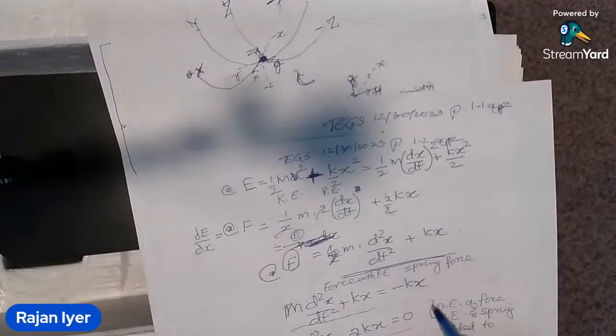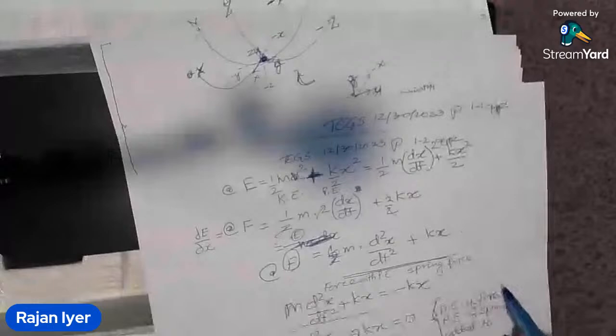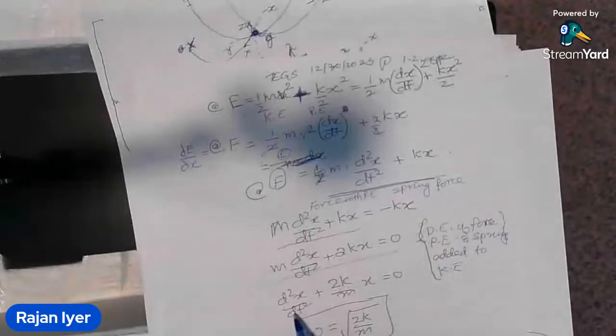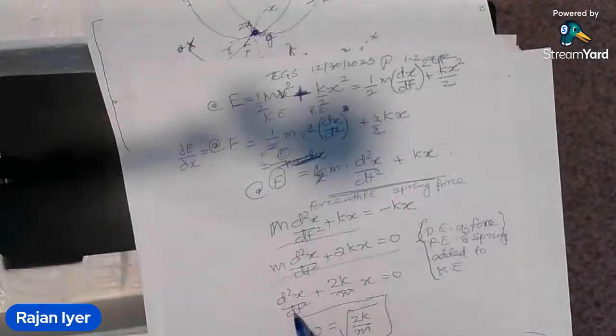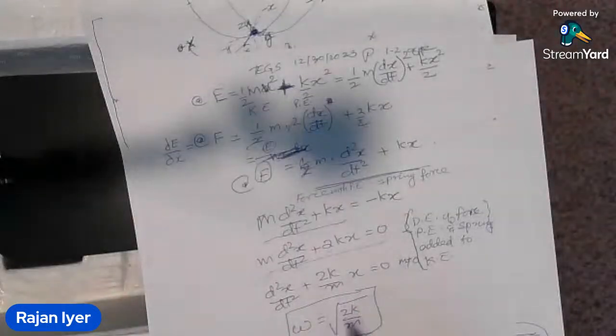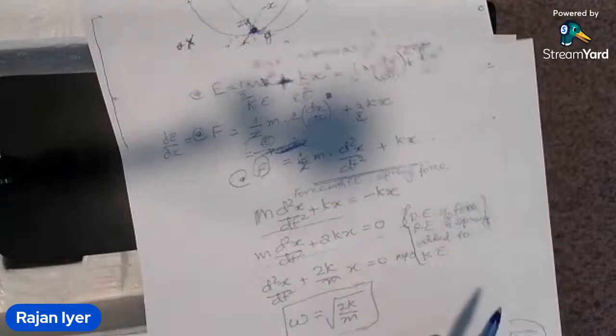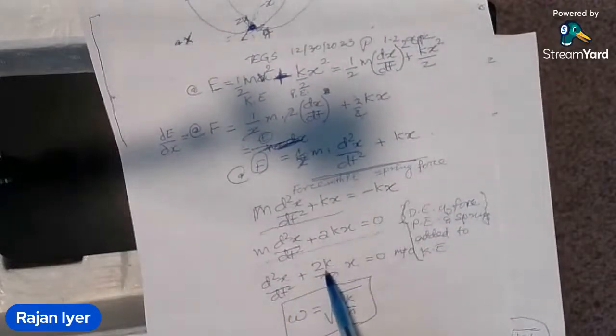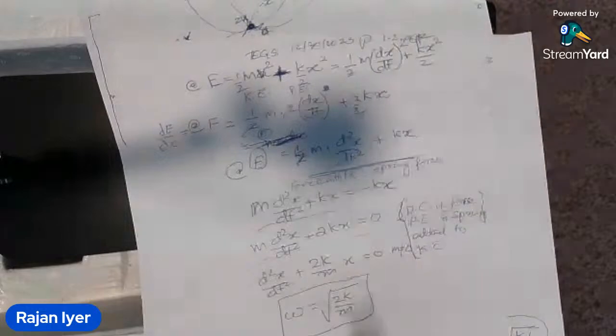Slide that up again so we can see the whole page. So then the same thing, I simplify that. I take m. m is not equal to 0, so I can divide by m. So these are classical cases, we don't worry about relativistic yet. So d squared x by dt squared plus 2k over m times x.